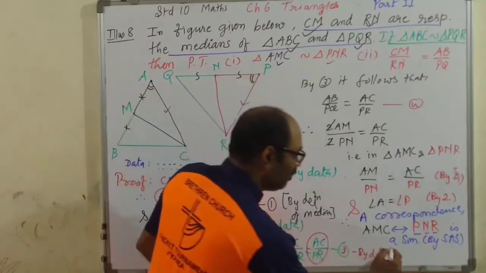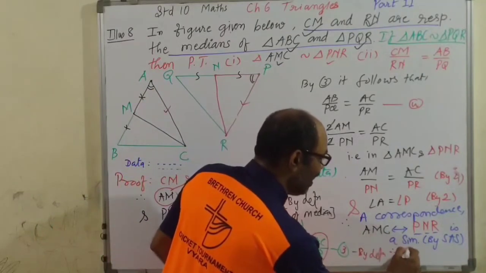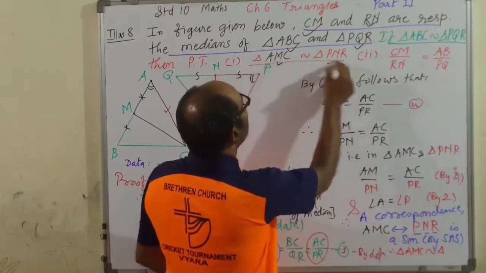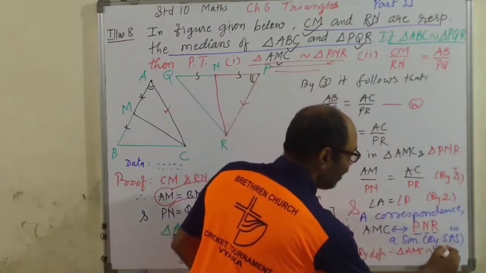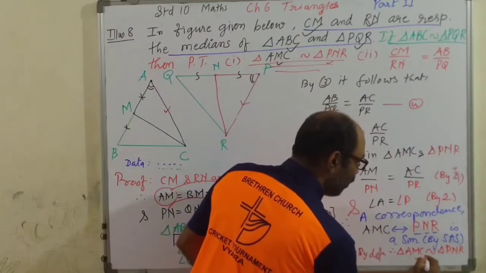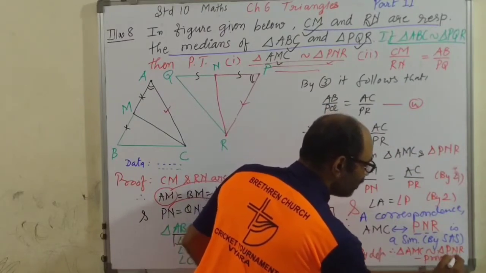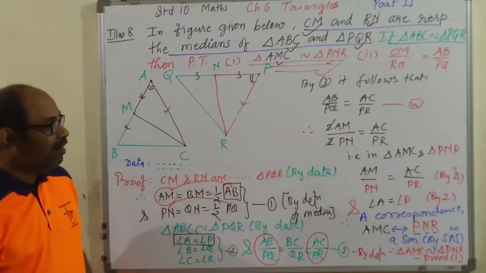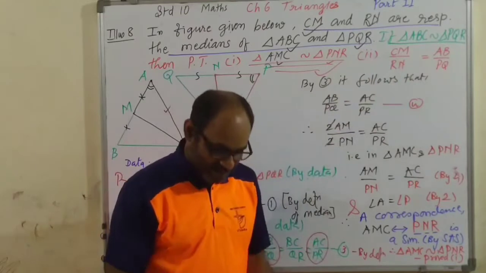Triangle. Therefore, triangle AMC is similar to triangle PNR. Triangle PNR. Proved. And this is 1. Proved 1. Now हमें prove करना है second भी.